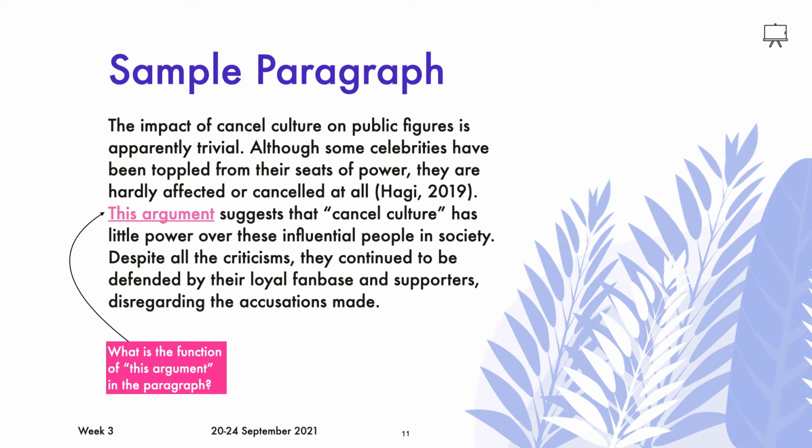So now here's the question. If you read in the middle of the paragraph, we have the phrase, this argument. We have the shell noun argument here. So what is the function of this argument in the paragraph? Okay, so think about it. One hint for you would be to look at the relationship between the noun phrase, this argument, and the previous sentences in this paragraph. So try to link them together. Okay, so let's move on.